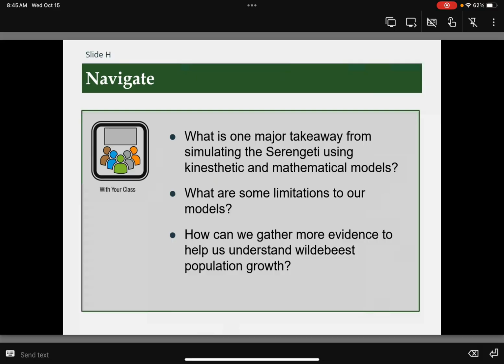So just on the bottom there, you should have a little bit of space. You can write the answers to these questions after discussing them. What is one major takeaway from simulating the Serengeti using kinesthetic and mathematical models? It's not gonna be 100% right. Okay, not 100% right, because that's just not how nature works, right? But also, did we represent the wildebeest and the grass accurately?